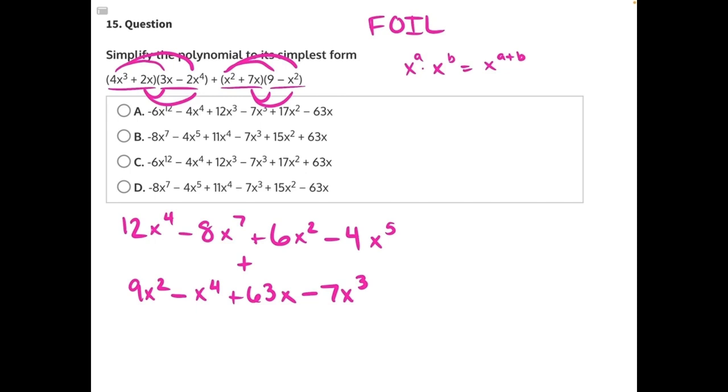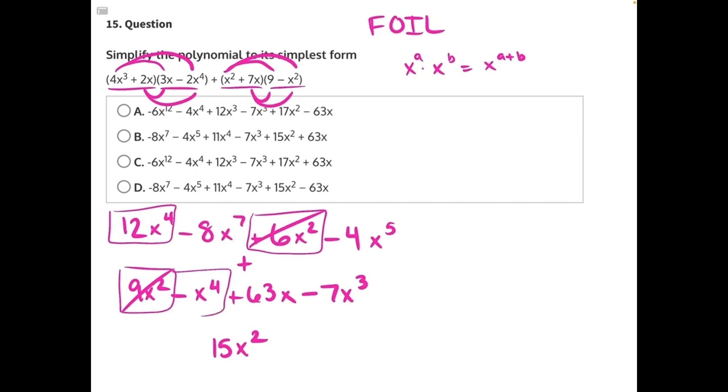The only like terms we have are in our x squared. Positive 6x squared and 9x squared would give us a 15x squared. And these are gone. The other like terms that we have are the x to the 4s. 12x to the 4 minus x to the 4, or plus a negative x to the 4, would give us a positive 11x to the 4. And now those are gone.